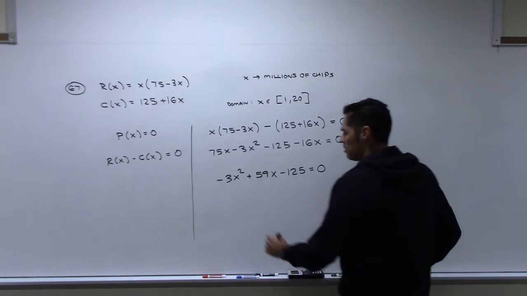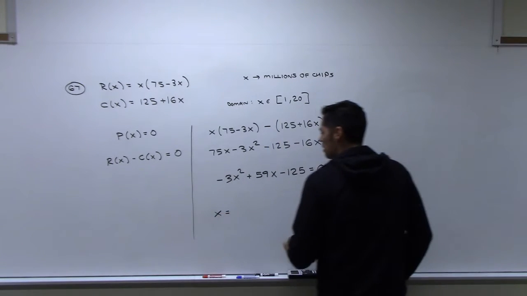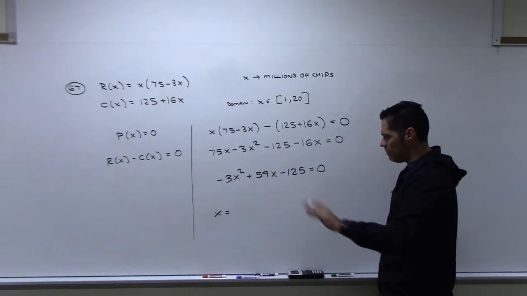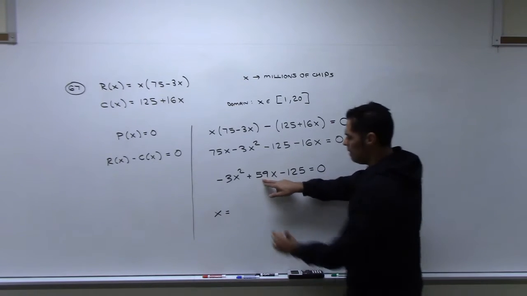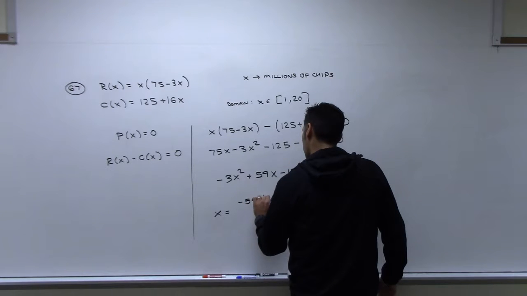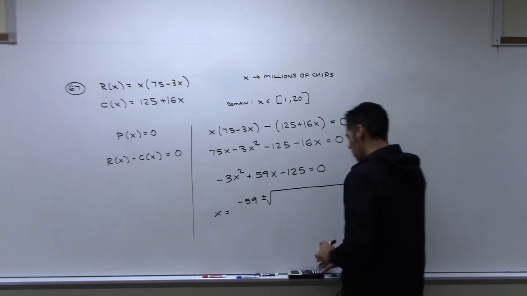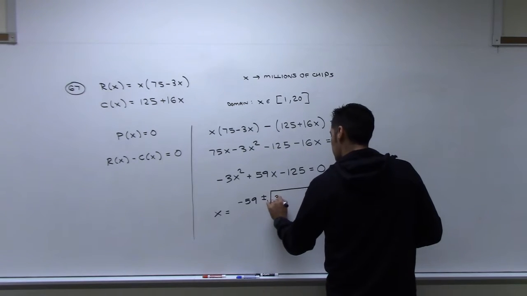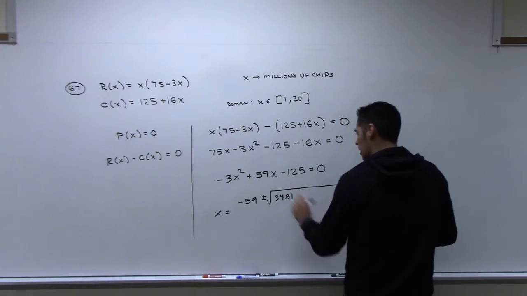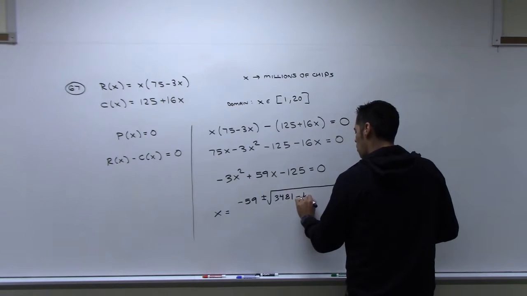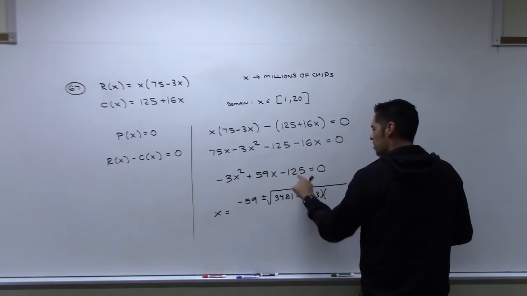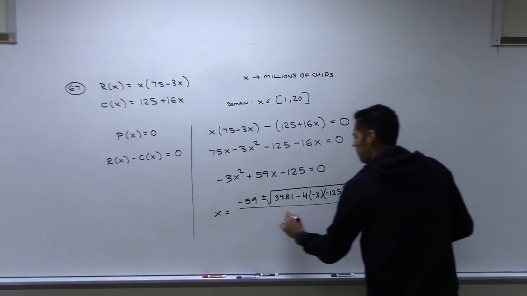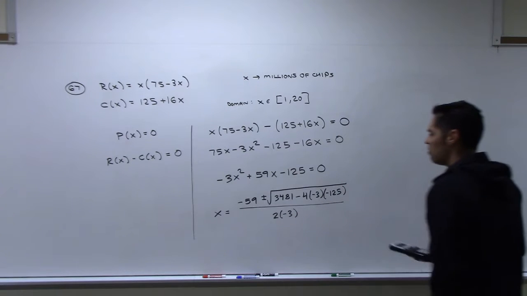So my quadratic formula tells me that the solutions to this are going to be negative b plus or minus the square root of b squared minus 4ac, all over 2a. You should have the formula, but I'm just going to write it out. So negative b is negative 59 plus or minus the square root of, numbers are going to get big here, b squared. So 59 squared is 3,481. That's this number squared. Okay, minus 4 times a, which is negative 3, times c, which is negative 125. All of this divided by 2 times a. So that's my quadratic formula.